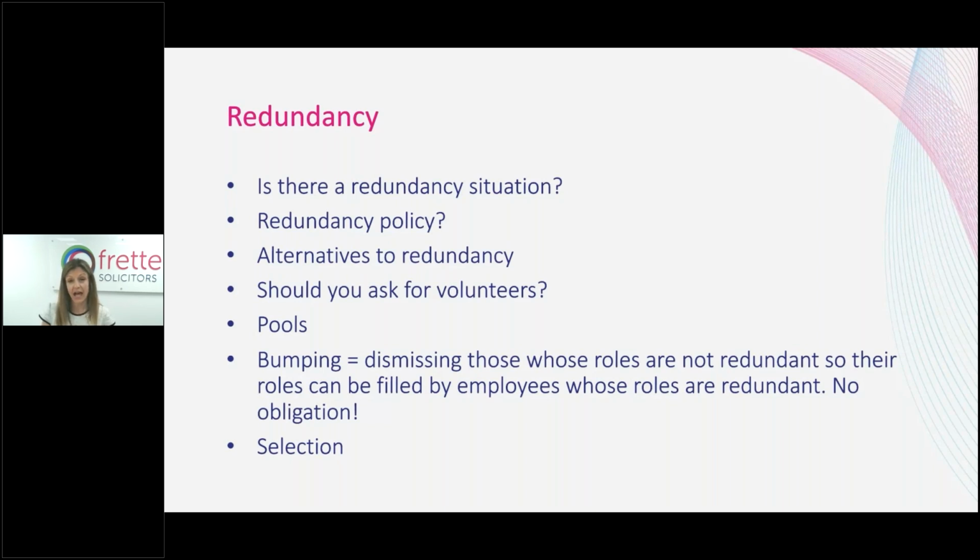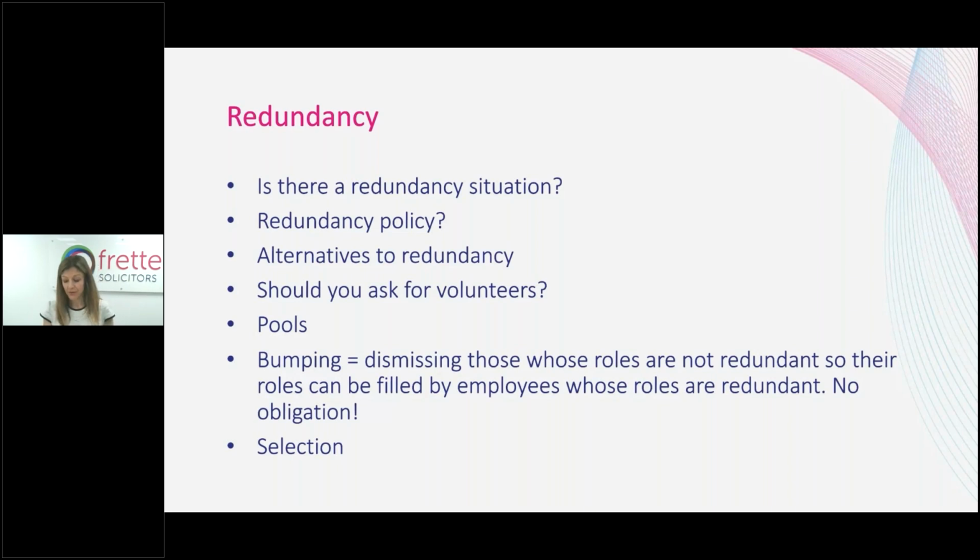The next thing you need to look at is whether there are any alternatives to redundancy. So for example, can you restrict recruitment? Can you reduce or stop overtime? Can you try to agree a reduction in hours or pay as an alternative to redundancy? What about volunteers? So I've mentioned this already. Do you have to invite volunteers for redundancy? Unless you're bound by a redundancy policy, no, you don't.